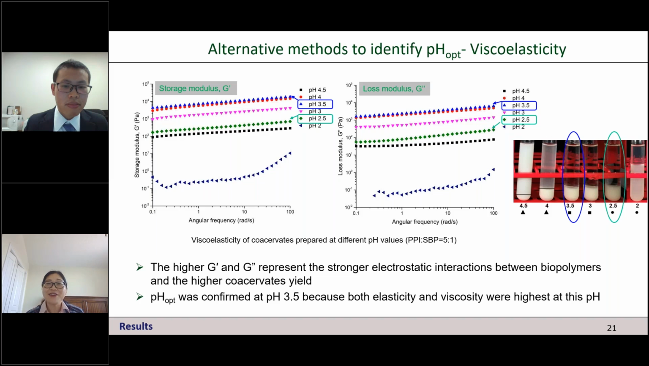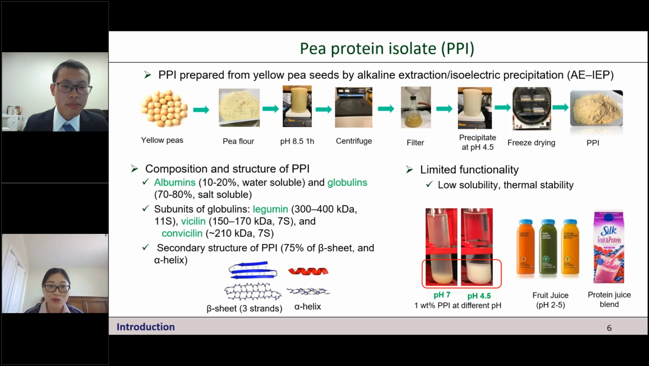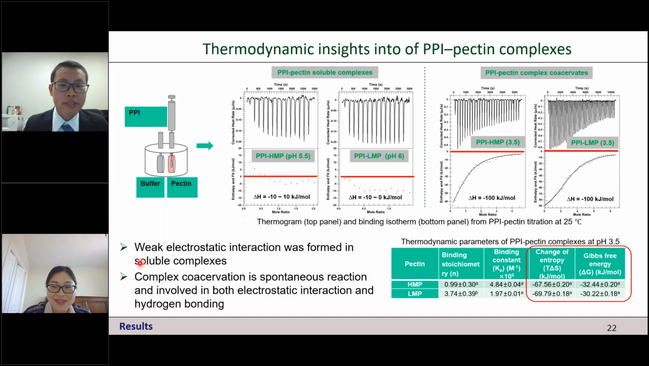Okay, so while we are waiting, I still have another question for Dr. Lan. In your slide, I think you mentioned the ITC result. Basically, that's technology to test the interactions between your pectin and your protein, right? Could you go to that slide? I think it's slide 22, likely. Yes, I'm moving to there. I think it's this one. Yeah, it's this one, right?